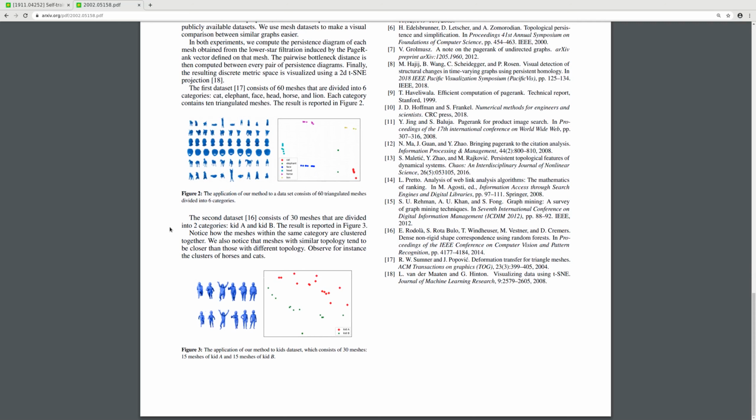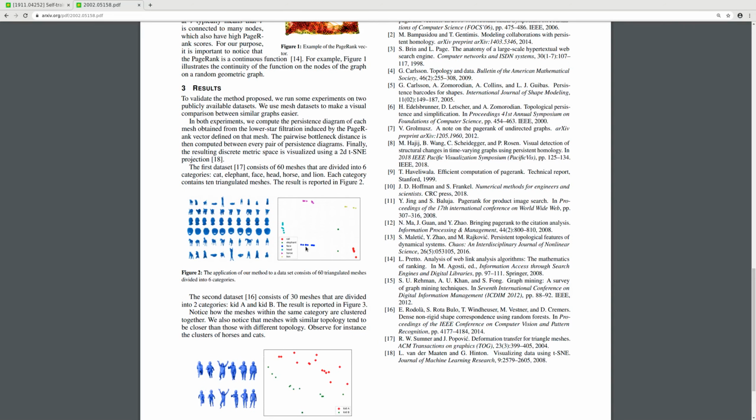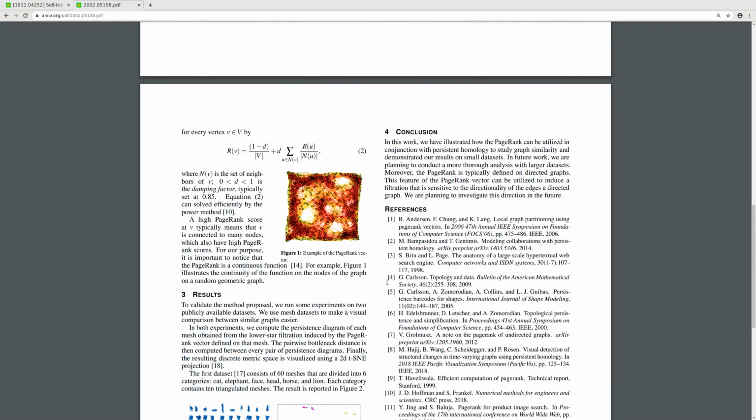Notice how meshes within the same category are clustered together. We also notice that meshes with similar topology tend to be closer than those with a different topology. Observe, for instance, the clusters of horses and cats. So the cats are here on the bottom right, and horses are in a completely different place. Wow, it's kind of surprising. Head is in a different position. What do you mean, head is in a different position than face? Interesting, but still kind of close together. And elephant, yeah, there are two little data points, and lion is also separate. It's interesting that especially the lion and the cat have very different locations on this t-SNE plot.